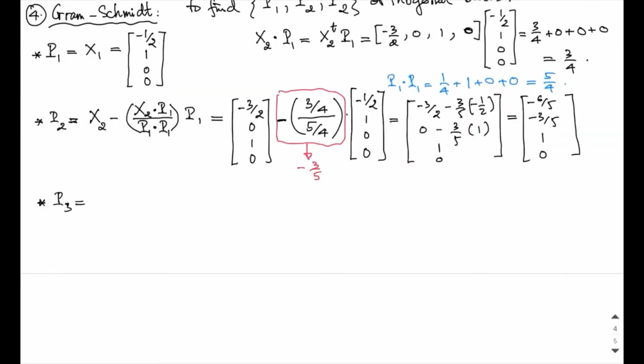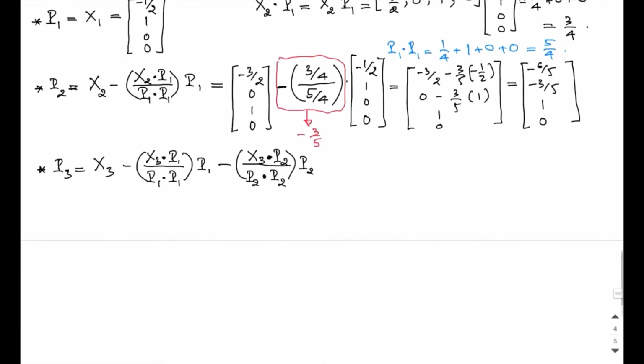So it's going to be X3 and then minus the scale of P1 and a scale of P2. Right. The scalars are computed by X3 dot P1, this is the scalar for P1, so you dot it with P1, and then divided by P1 dot P1. This is the scalar for P2, so you dot x3 with P2, and then divided by P2 dot P2.